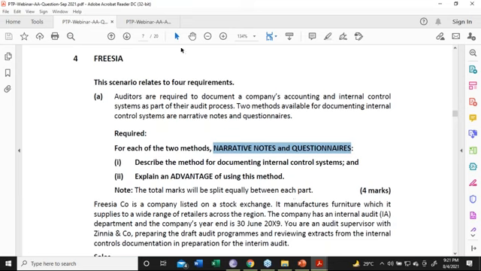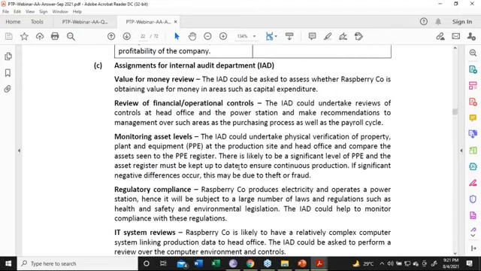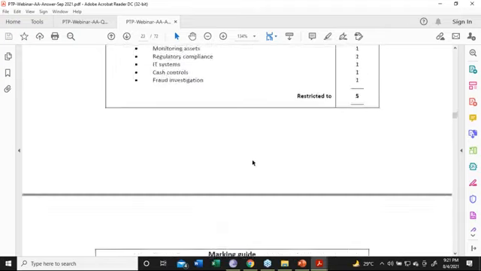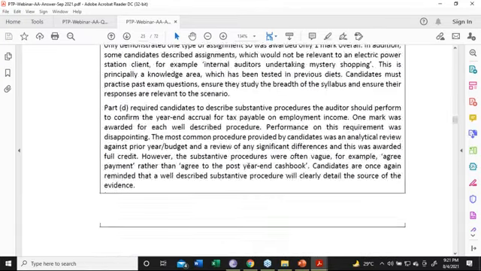This is all knowledge based. You have to learn all that from the book or the kit or past paper answer, wherever. This is all knowledge based.